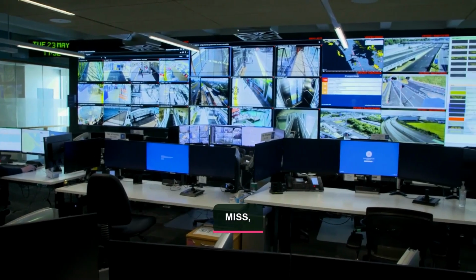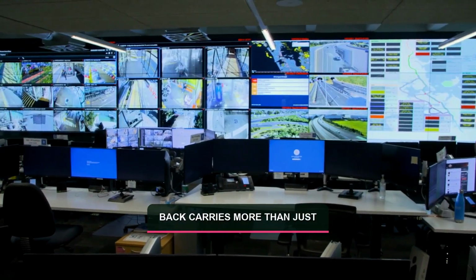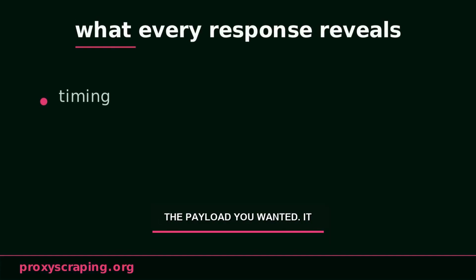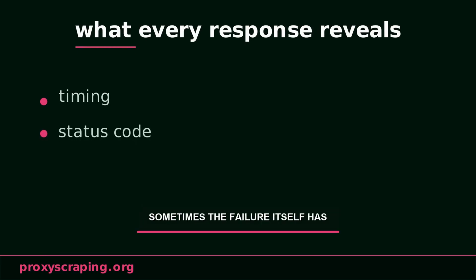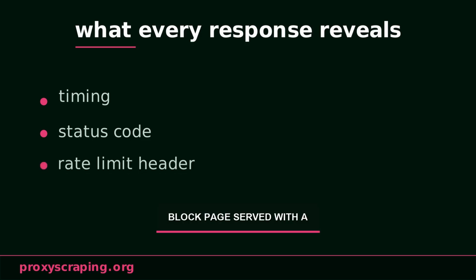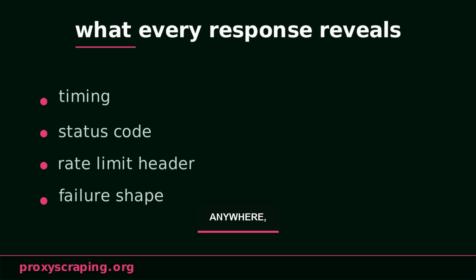Here's the thing most people miss. Every response the target sends back carries more than just the payload you wanted. It carries timing. It carries a status code. Sometimes it carries an explicit rate limit header telling you exactly how long to wait. Sometimes the failure itself has a shape. A timeout is different from a connection reset, which is different from a block page served with a 200 status like everything's fine. All of that is the target side of a conversation, and the scraper that ignores it is running blind.